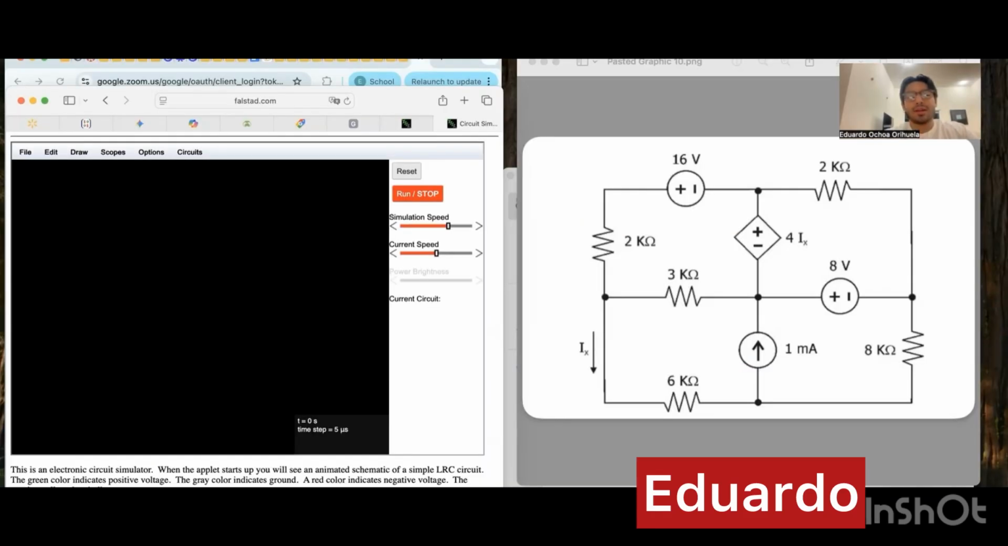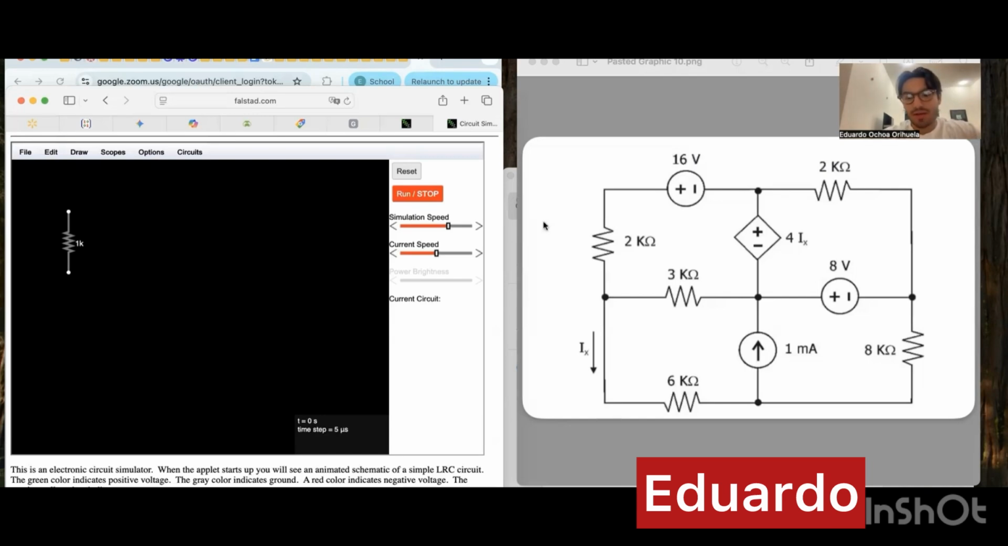Hi, my name is Eduardo Ochoa, and today we're going to be solving the following circuit, which is right here. This is the second circuit, and we're going to be using the simulator to see if the calculations that we made by hand are correct or incorrect. So let's start with the solution.